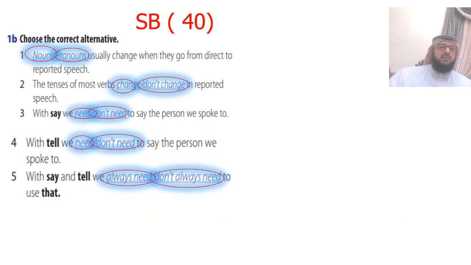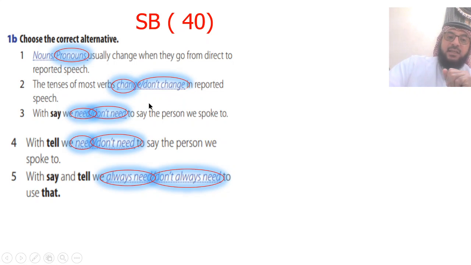Okay, look at this. Choose the correct alternative. Nouns or pronouns usually change when they go from direct to reported speech. From direct to indirect, which ones change? The nouns or the pronouns? Pronouns are the ones that change. I becomes he, but Ahmed stays Ahmed as it is. Number 2, the tenses of most verbs change or don't change in reported speech? Change. Well done, they change.